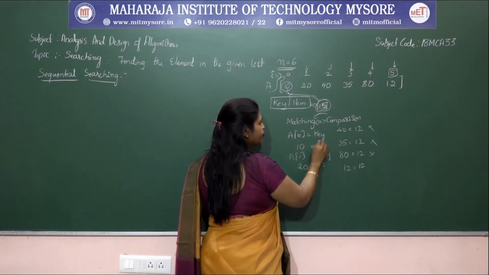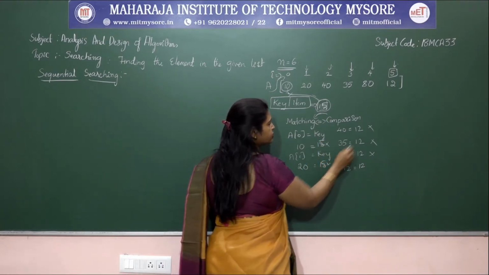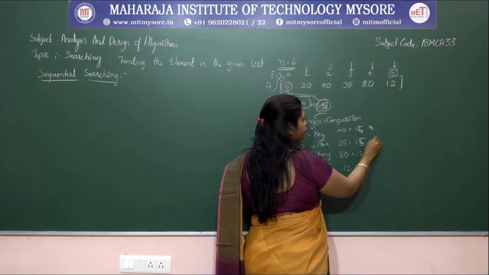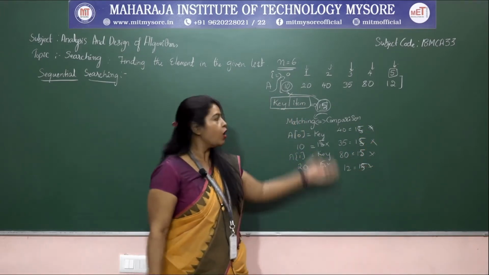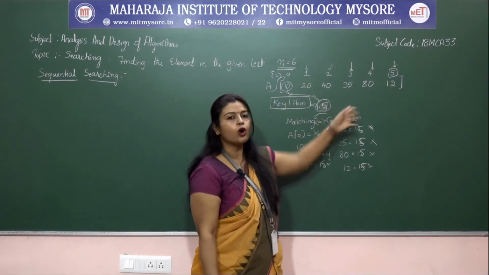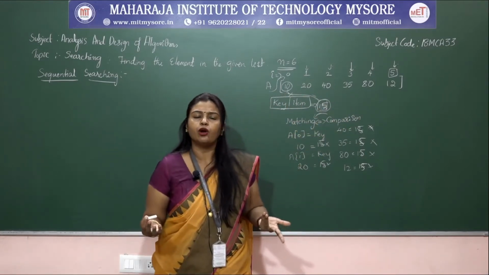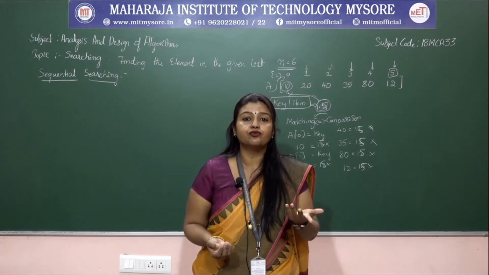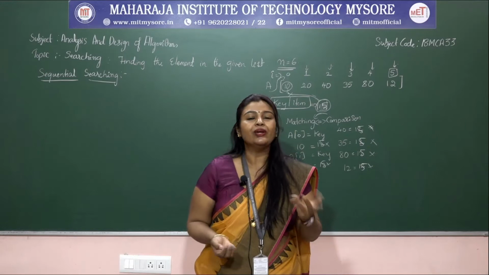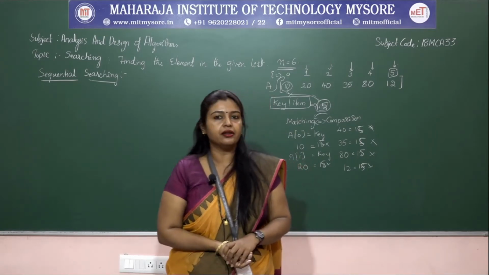then what happens? 15 false, 15 false, 15 false, 15 false, again 15 false, right? We have compared with all the elements, but still we have not found the element. So what is that? Unsuccessful search. We did not find any element in the array.